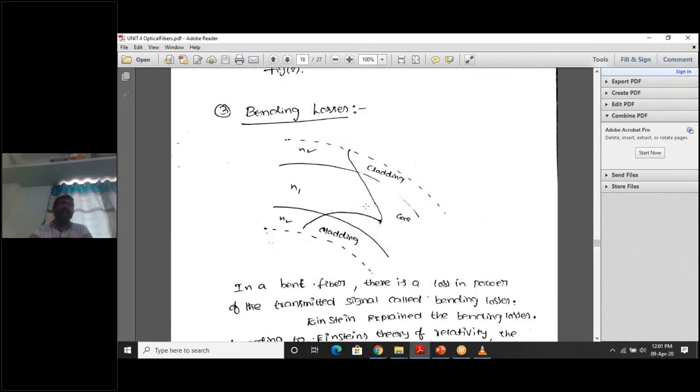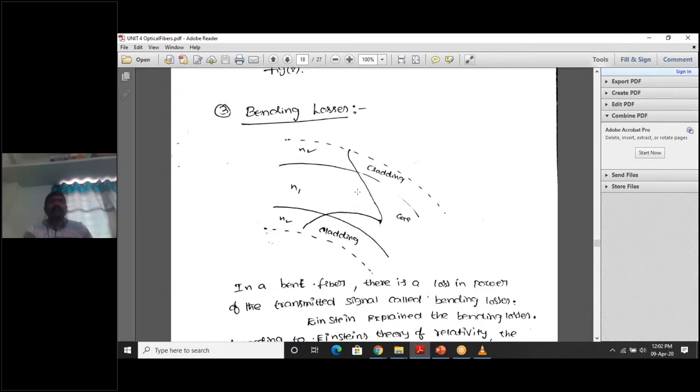Next, bending losses. What are bending losses? Yes, this is the core and this is the cladding. Here, if you bend the optical fiber, then what happens? A certain amount of light, what is this? A wavefront of the light. This is a light wavefront. A certain amount of the wavefront of the light travels inside the cladding in the region of the bend. If you bend the optical fiber, a certain part of the wavefront also enters into what medium? Cladding medium.